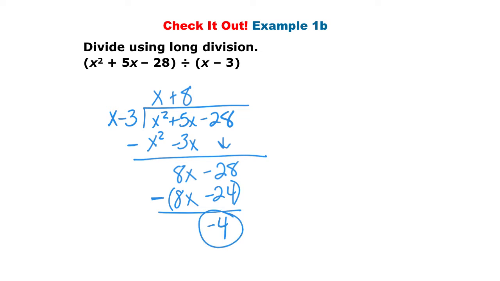So now this is my remainder. So up here I'm going to write that as -4 over -3. So then this whole thing up here is your final answer.